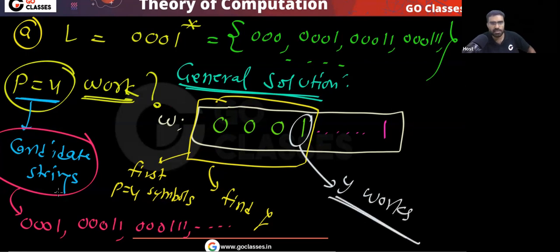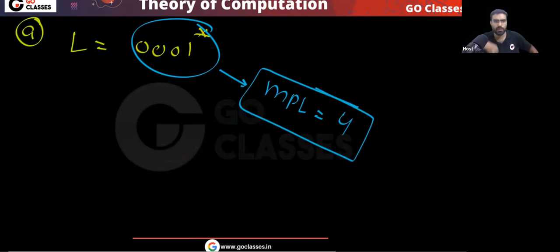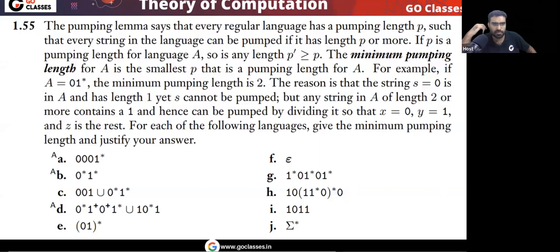So that's it. For this language, what is the minimum pumping length? For option A, this is your language 0001*. For this language, the minimum pumping length will be 4. Quite easy, you can do this. Now tell me the next one. This language we have done. Now tell me the second one: 0* 1*. This is your language. What is the minimum pumping length? Take your copy pen.